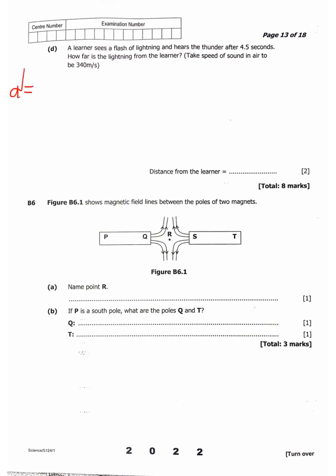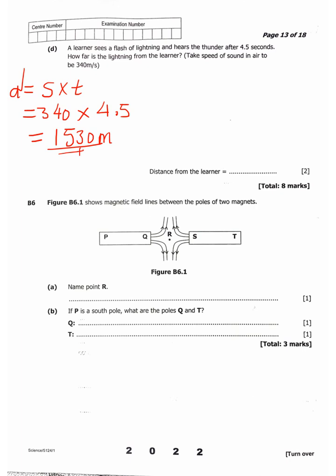We know distance is equal to speed multiplied by time. The speed is 340 times the 4.5. So 340 times 4.5 is 1,530 meters. So this is the distance from where the listener is to where the sound of the thunder is coming from.